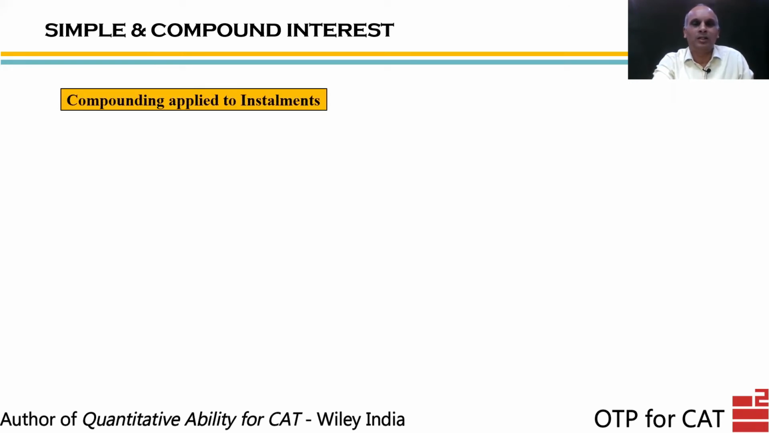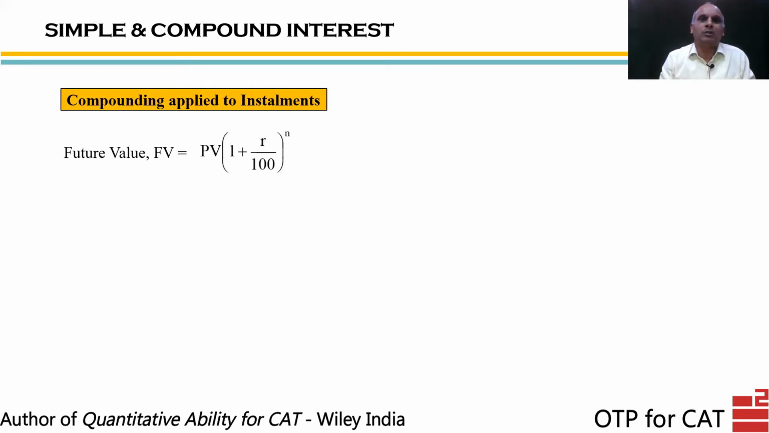Let us apply all the concepts of compounding we have learned so far to the cases of installments. Sometimes we have seen that CAT or XAT exams have asked questions on installments. Let's apply it. To understand this, we first need to understand the idea of future value of money and present value of money. See, 100 rupees 5 years back and 100 rupees today have different values. So 5 years back, the value of 100 rupees will not be same as the value of 100 rupees today. How do we calculate?